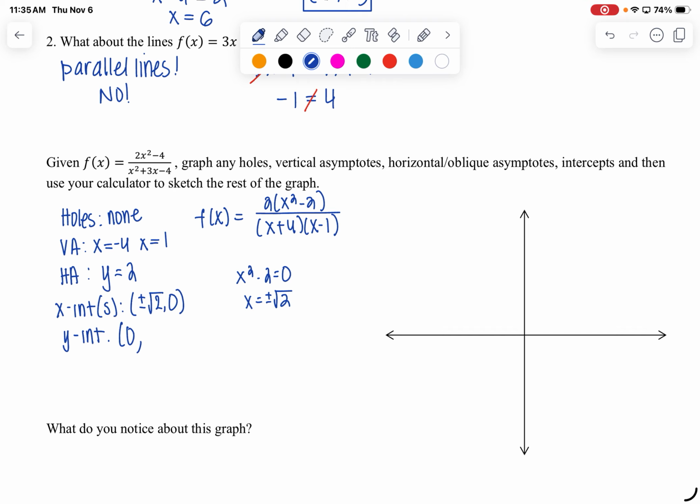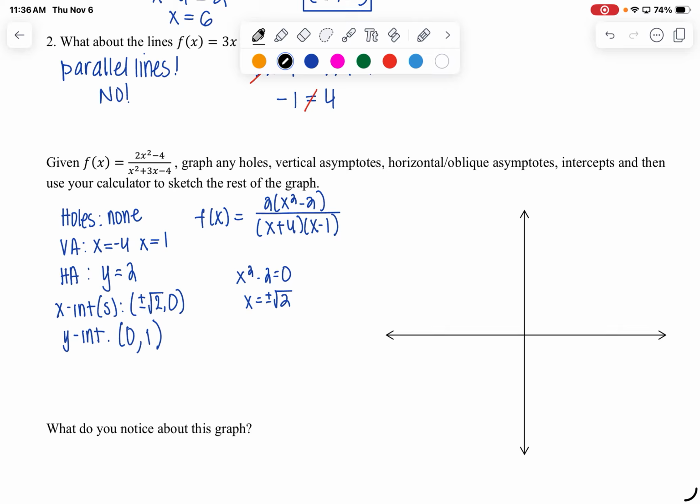And my y-intercept, plug in 0 for x and see what you get for y. It's going to be easier to plug in the non-factored form. -4 divided by -4 is 1. All right, so here's the information that we do know that we can graph with. And then I'll also mention a few other things that are pretty important that make it easier for you to graph. So let's see what those are.